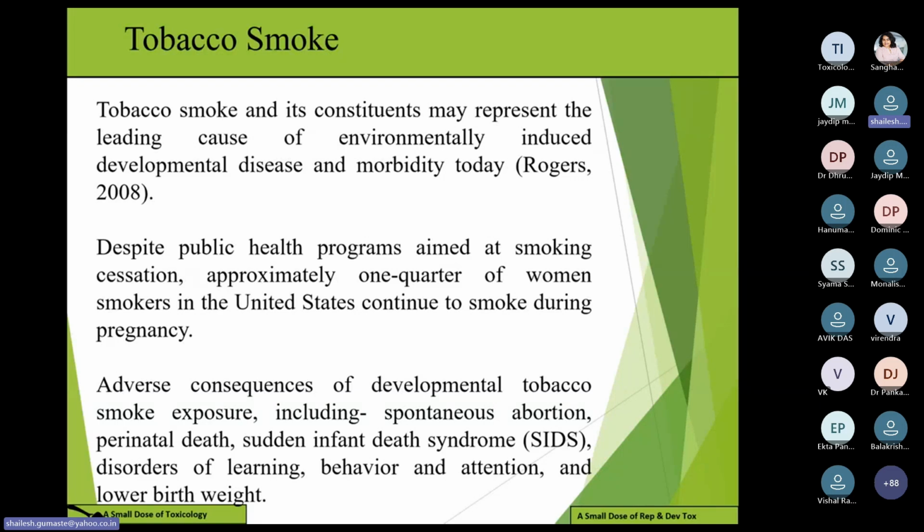Adverse consequences of developmental tobacco smoke exposure include spontaneous abortion, prenatal death, sudden infant death syndrome, that is what we call SIDS, disorders of learning, behavior, and attention, and low birth weight. So, babies born to mothers who smoke during pregnancy are more likely to have low birth weight, which can increase the risk of health problems.